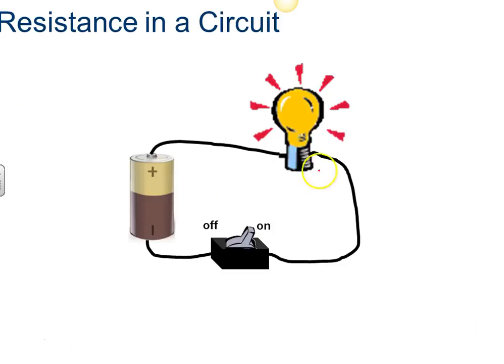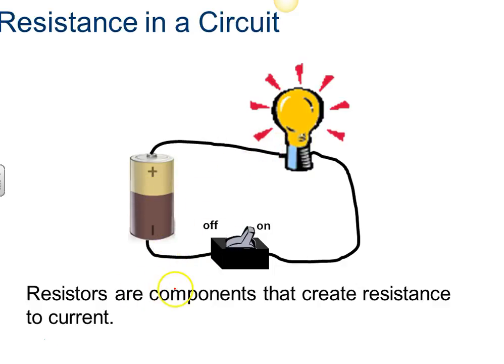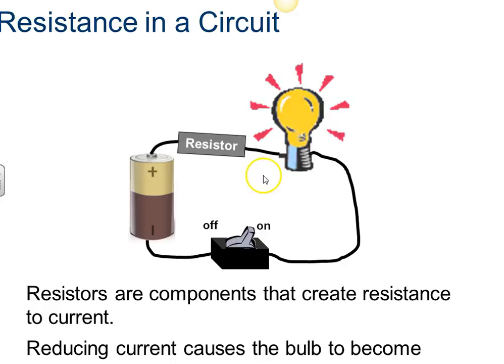So if we have a switch and a battery and a light bulb, resistors are components that create resistance to current. And one of those, for instance, here, a light bulb is a resistor. And very often, as the voltage decreases as it goes from one side of this bulb to the other, we're going to have a generation of heat. So very often resistors heat things up because there's a push on one side of them, and as electrons push through them, they lower in energy. Reducing current causes the bulb to become more dim.